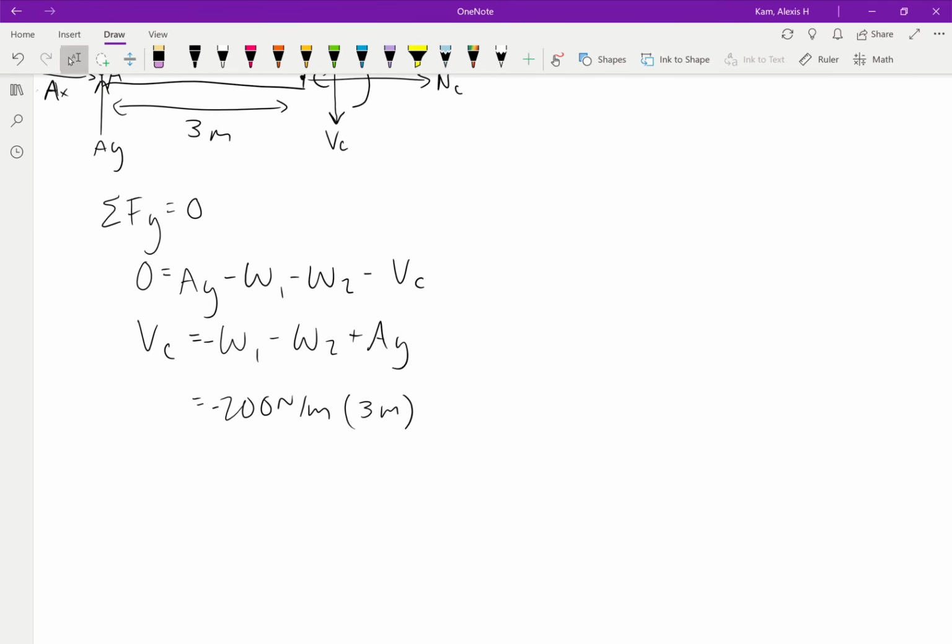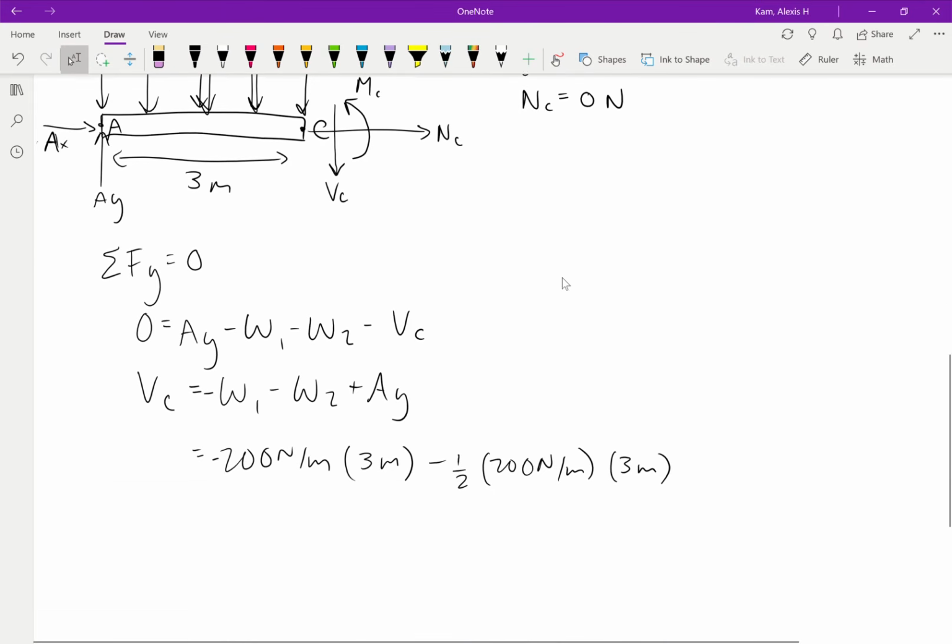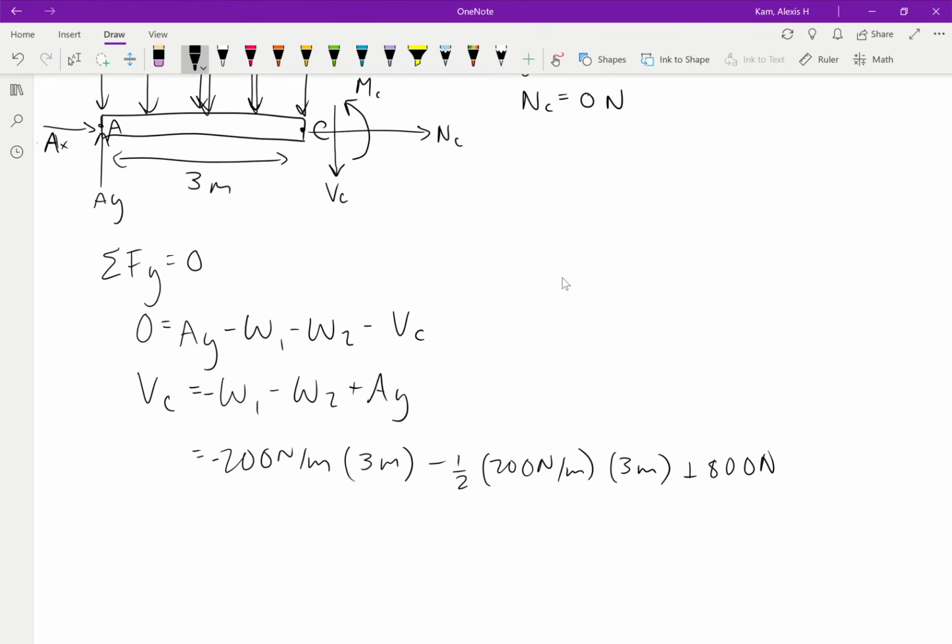Okay, and then we're also going to subtract, since it's a triangle, 1/2 of 200 newtons per meter times 3 meters, and that's for W2, right? Then we're going to add on AY, which we found earlier to be 800 newtons. This will give us a shear equal to 50 newtons. Voila!